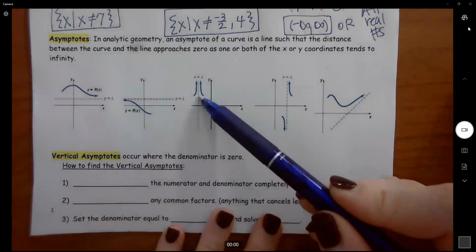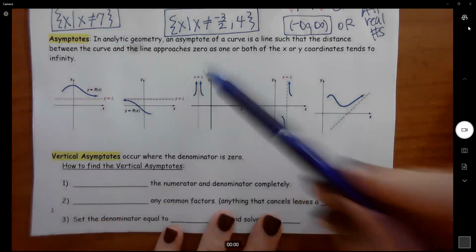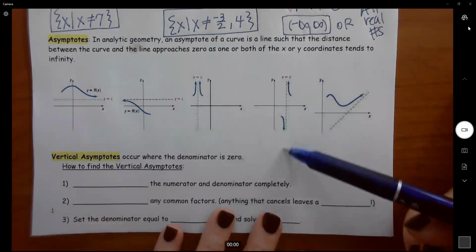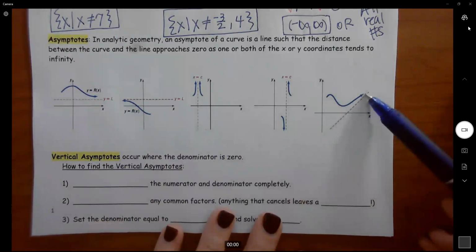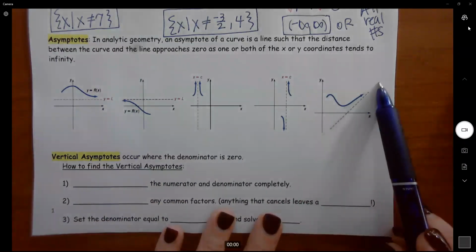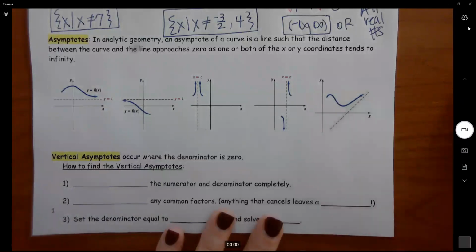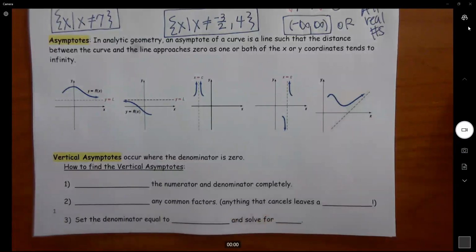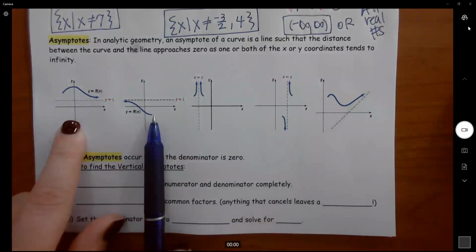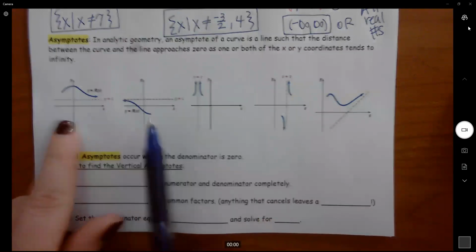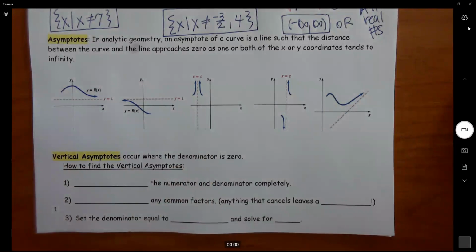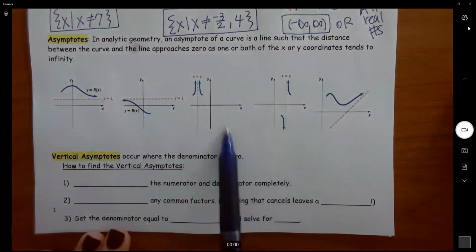Here, as your y approaches positive infinity or negative infinity, and then we have these right here where the x and technically the y are approaching positive infinity, and we have a slanted or oblique asymptote. Those are our three different types. Here are our two examples of horizontal asymptotes, we have vertical asymptotes, and then one example here of an oblique. So let's focus on these vertical ones first.